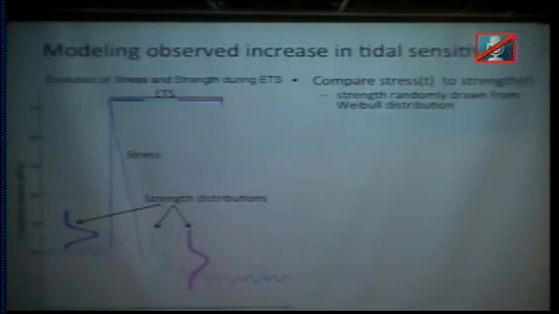So I wanted to make a simple model, and it's a stress versus strength model. And the strength are these distributions here.